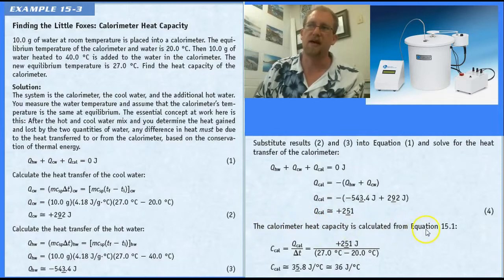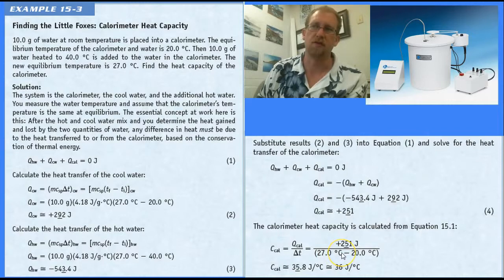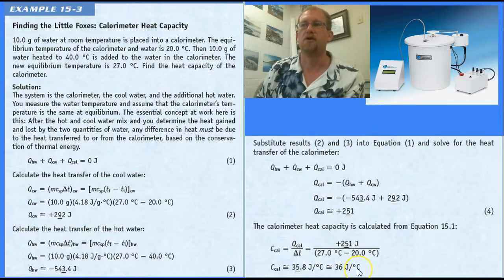So the calorimeter heat capacity is calculated from 15.1. We calculate that, there you go. As a heat capacity, we don't need the mass of the calorimeter because we're not doing specific heat capacity of the calorimeter. It's the change in energy and the change in temperature. The calorimeter also went from 20 to 27. So it gained 251 joules divided by the change in temperature, which is 7 degrees. 251 divided by 7 is, well, 35.8, and then significant digits brings it to 36 joules per degree Celsius.